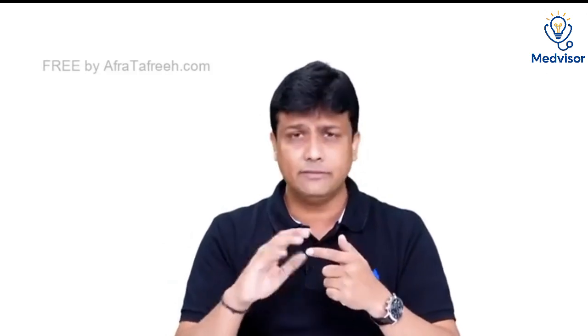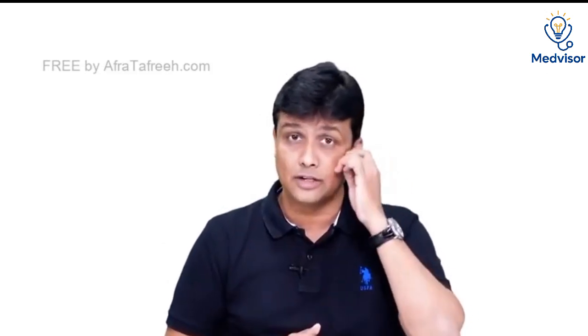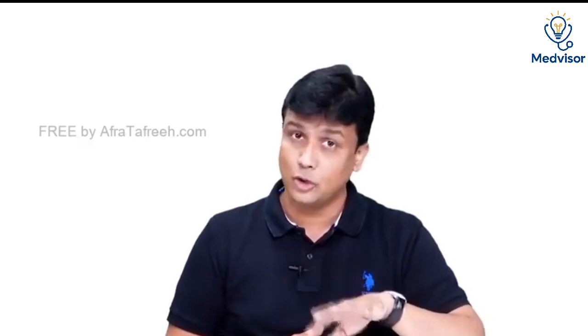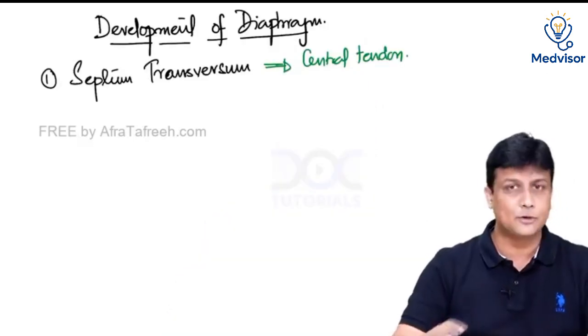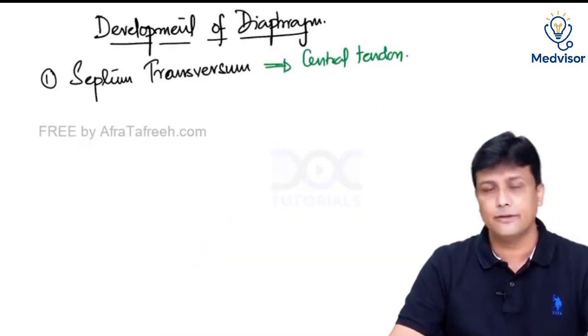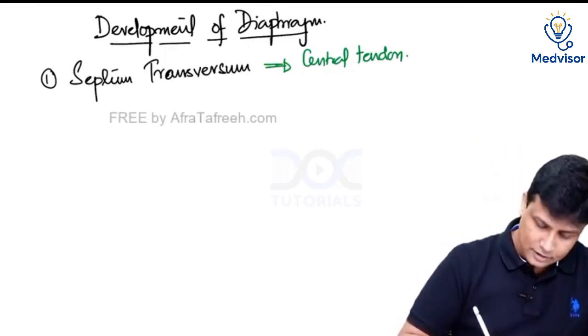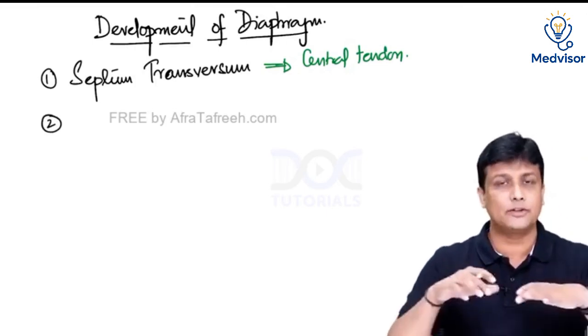So we have discussed it in great detail during the third week of general embryology development. There you can see what the other derivatives from septum transversum are also. But right now let's focus only on the diaphragm. The central tendon of the diaphragm is derived from septum transversum. Number 2. If the central tendon is derived from septum transversum, then what about the muscular part of the diaphragm?